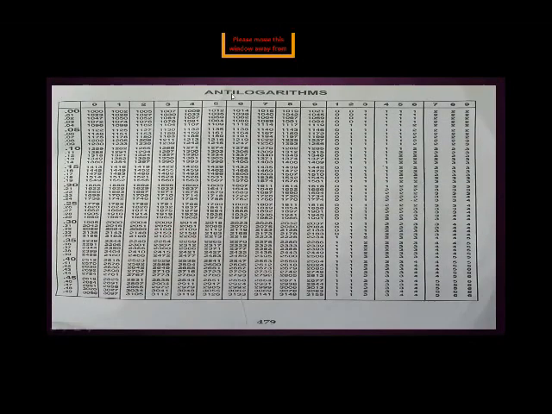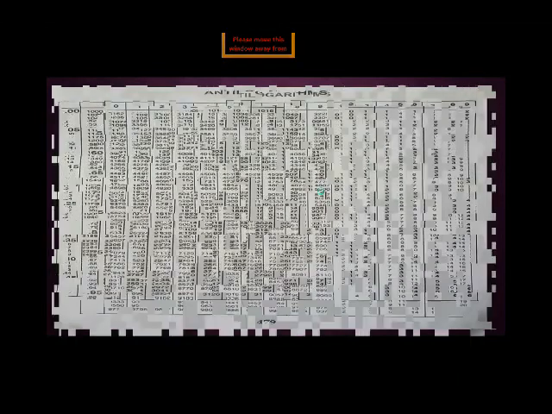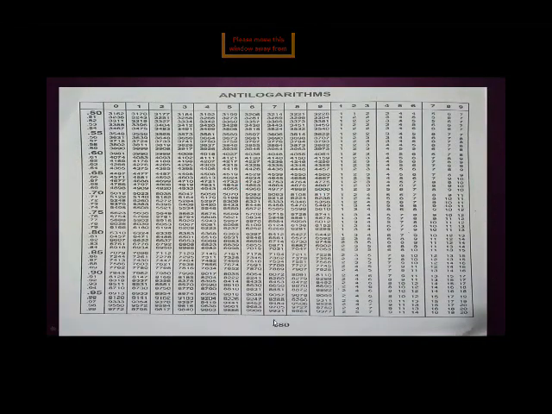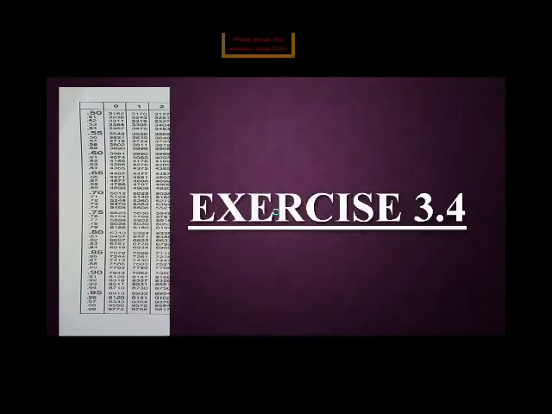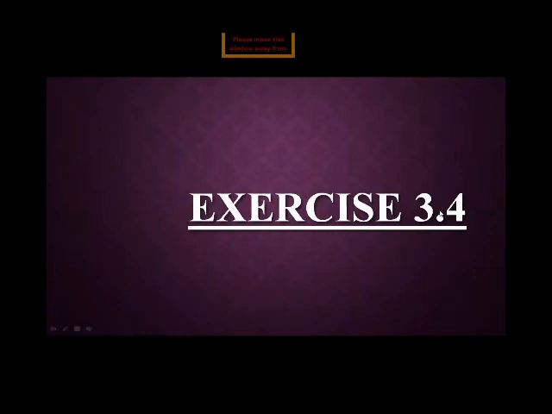Now an anti-log table is present on your book page number 477, and it is also divided into two pages. First from 0.00 to 0.49, and the remaining is on book page number 480, from 0.50 to 0.99. It is present on your textbook page number 480 at the end of your textbook. Now let's start exercise 3.4.